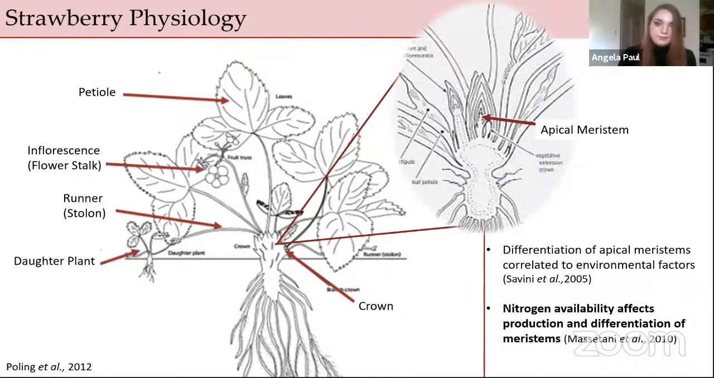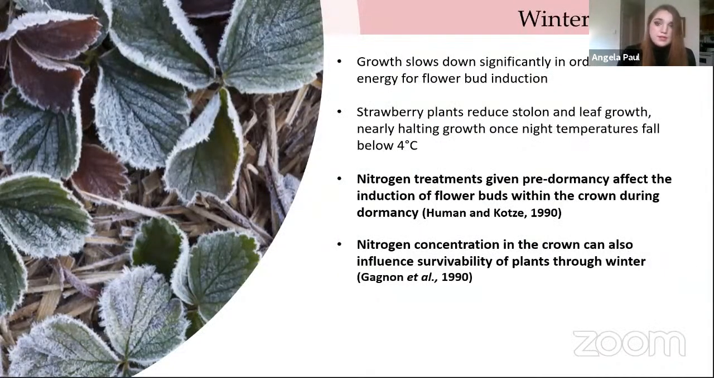So I also want to touch on winter dormancy in strawberry since I considered it in my project. So winter dormancy is a naturally occurring process in strawberry. It occurs once temperatures start to decrease. So as winter comes, as right now, strawberry will start to decrease the amount of stolons and leaves produced, and then will completely halt growth once night temperatures fall below 4 degrees Celsius, except for flower bud induction within the crown, which will produce flower buds for next year's harvest.